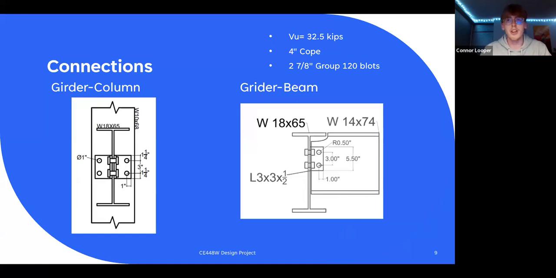For our beam-girder connections, we used 3 by 3 by 1/4 L shapes and 7/8 inch Group 120 steel bolts. For our beam-column connections, we used 4 by 4 by 1/2 L shapes and 7/8 inch Group 120 steel bolts.